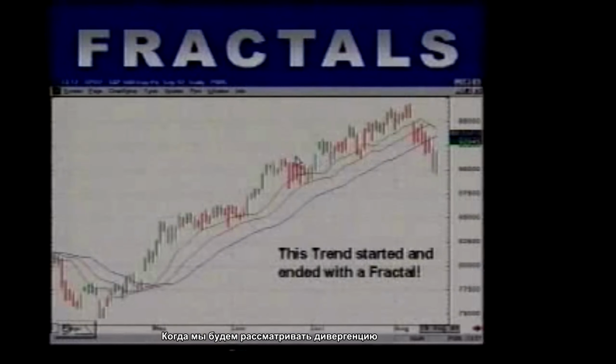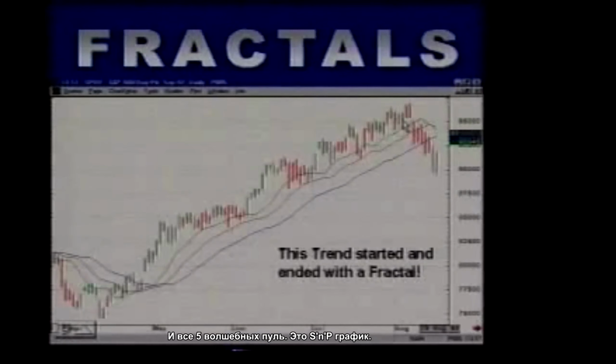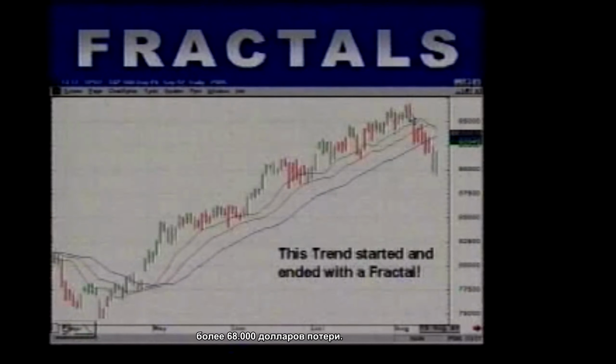When we look at the divergence, we're going to also look at this chart because this is a very unusual chart. We had a number of divergences up here, and we had a fractal on the top. We had all 5 magic bullets. This is the S&P. And the interesting thing is that in the next 6 days after this top, which was very easy to predict, one contract lost over $68,000.